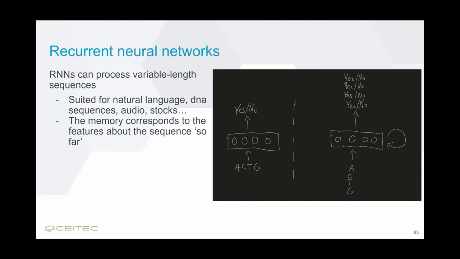And this way, we can basically feed the network an infinitely long sequence. And for each token, it will give us a prediction of what it thinks about the sequence so far. So when we feed A, we will get something. And when we feed it the whole sequence, ACTG, it will also give us some prediction. So it will gradually gather information about the sequence and update its prediction based on that.